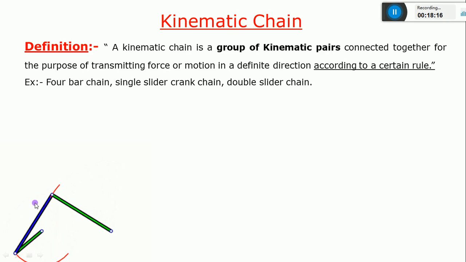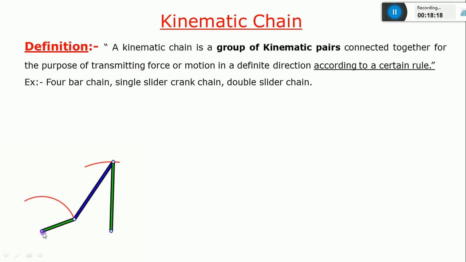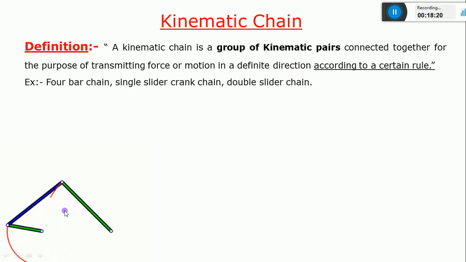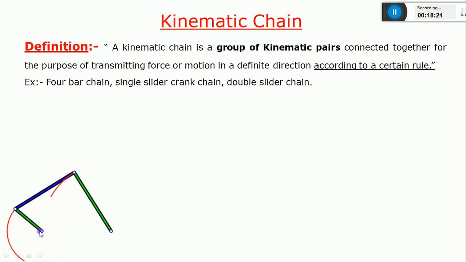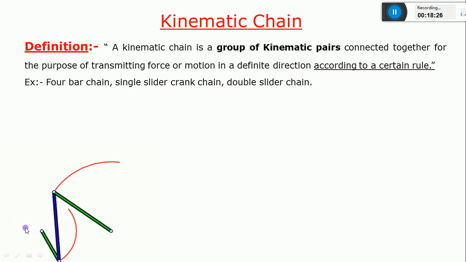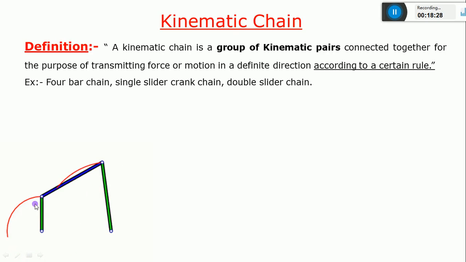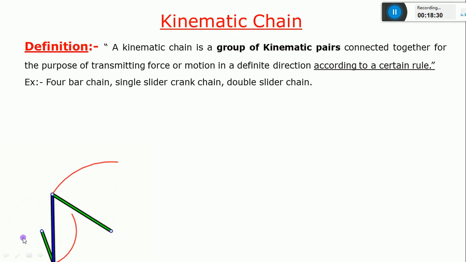If you are connecting this, I can call this a crank. Wherever there is a rotary motion, that link I can call a crank. It will be connected to a motor or a shaft. So when you are giving an input which is a kind of a circular motion, you can see the path.